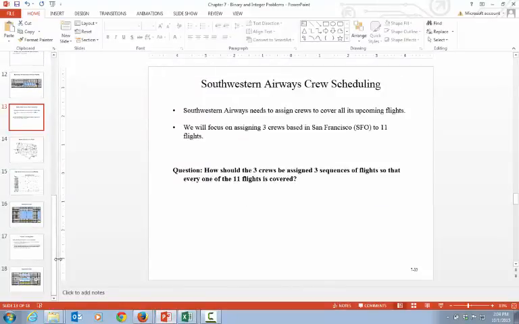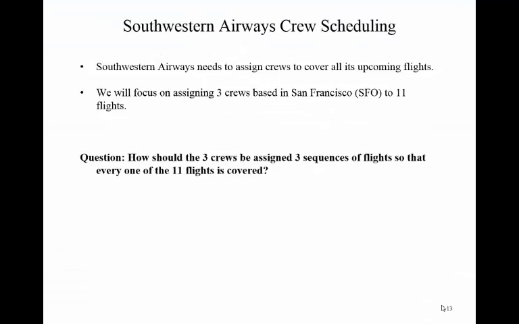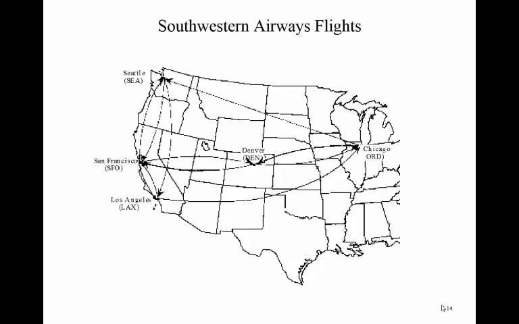This one is interesting. It's an airways crew scheduling problem. The way this problem works is that they have basically 11 flights that need to be covered across the nation, and we've got 3 crews that can be assigned to cover those flights. We want to make sure we cover all the flights with only those 3 crews. So in a way, it's kind of a feasibility problem.